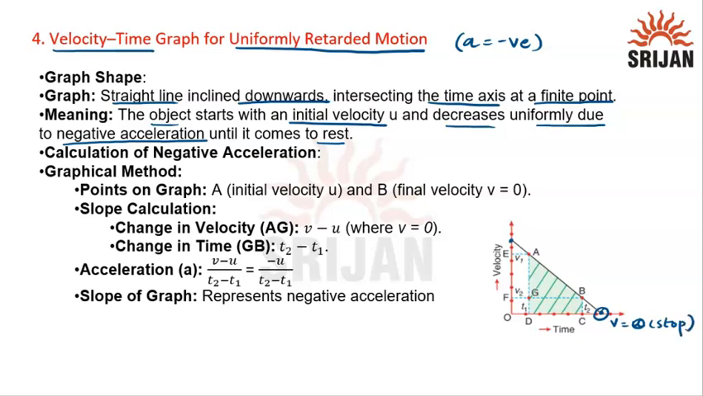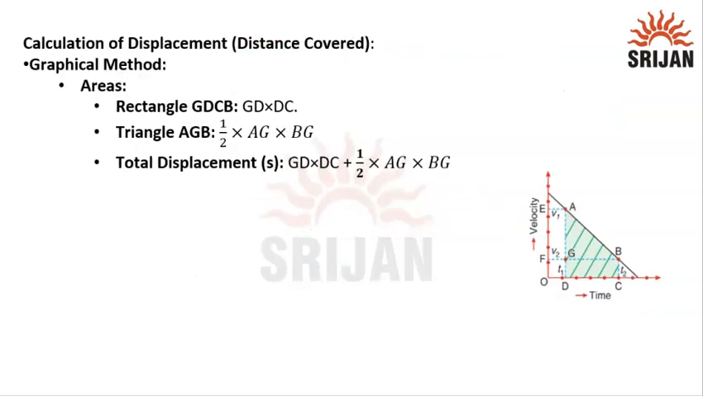So how do we calculate the negative acceleration? Acceleration is the slope of the graph. So we have to take two points A and B. This point A has some initial velocity, that is u, and the point B has some final velocity, that is equal to 0. First of all, we have to calculate the change in velocity, that is final minus initial, v minus u. V is 0 because it intersects the time axis, and the change in time is t2 minus t1. So the slope is change in velocity over change in time, and we will get this formula by substituting the value of v as 0. So the slope of the graph represents the negative acceleration.